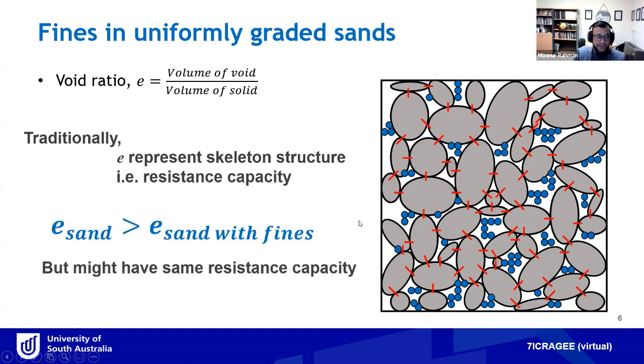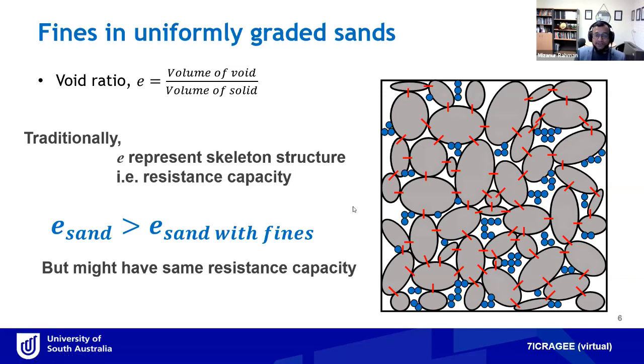So what we would expect is that the void ratio of clean sand would be higher than the void ratio of sand with fines, but with the same skeleton structure, they might have the same resistance. Because if we apply some load in this soil, it would be transferred through the same skeleton structure. So these are the inconsistencies we are observing.